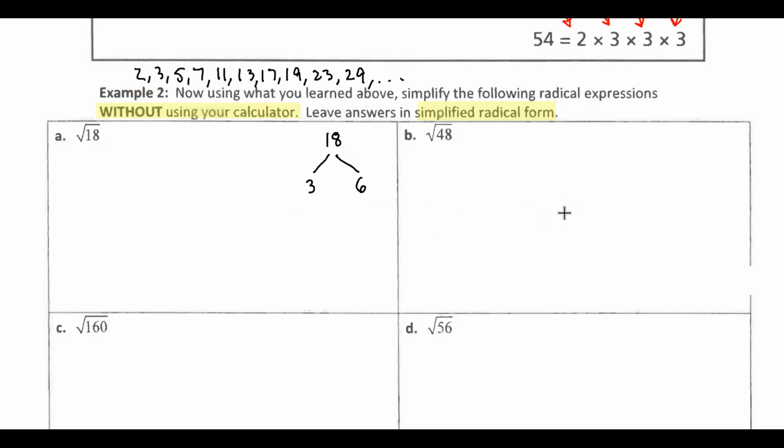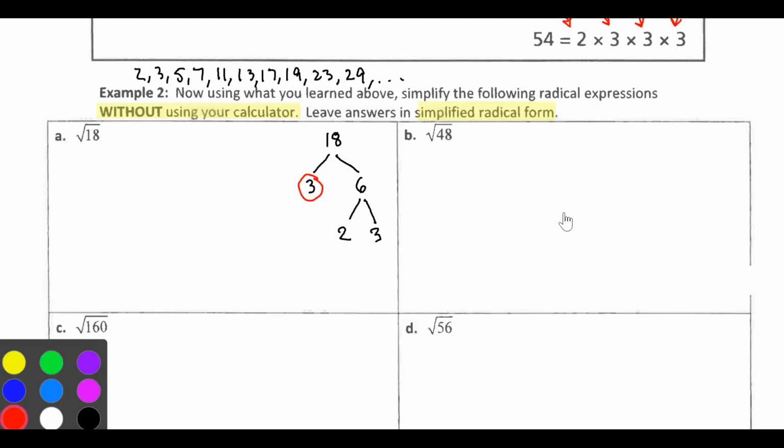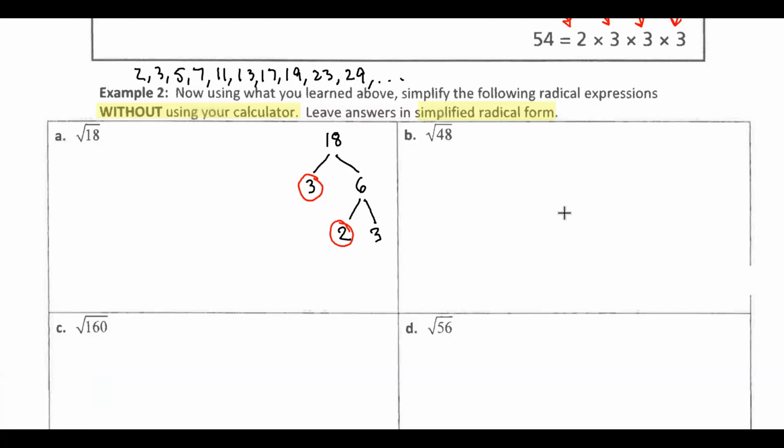Okay, so 3 times 6. So I ask myself, do I have any prime numbers? Yes, 3 is a prime number, so I'm going to circle that, and I'm done with that branch. So now let's go back to the other branch. I need to break this down. So 6 is 2 times 3. Alright, so then I ask myself again, do I have any prime numbers? Yes, I do. 2 is prime, and 3 is also prime. Okay, so this is the prime factorization. So I know that 18 is equal to, and I'm just going to put this in order, 2 times 3 times 3.